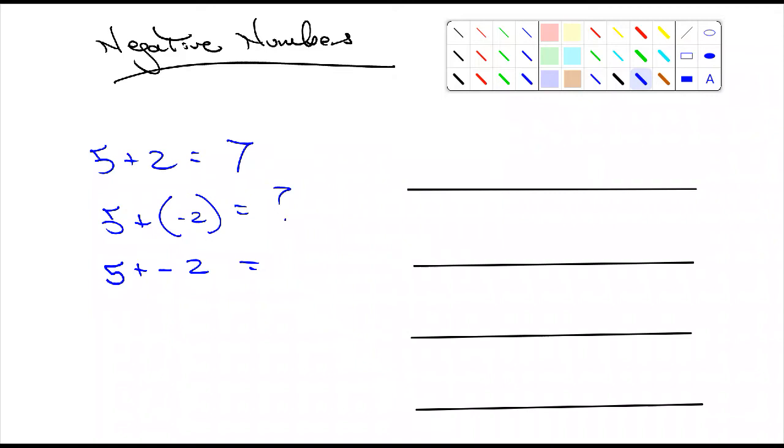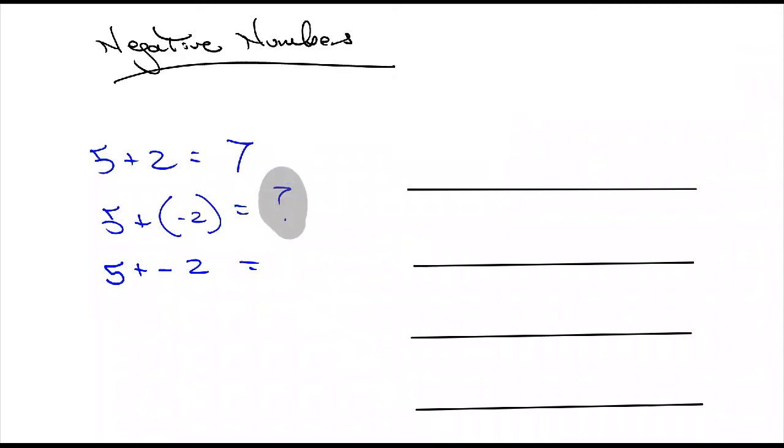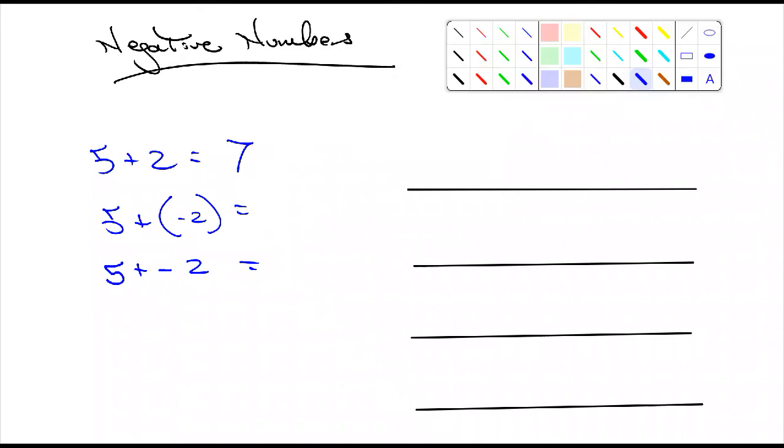So, 5 adding 2, we know that's 7. Well, what do you think 5 adding negative 2 would be, Mr. Graham? 3. Okay, and you're right, it would be 3. Because in a way, we're not really adding 2, we're subtracting 2. We're adding the opposite of 2. What's the opposite of 2?